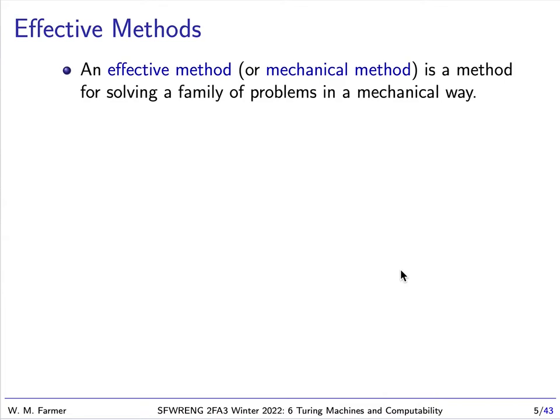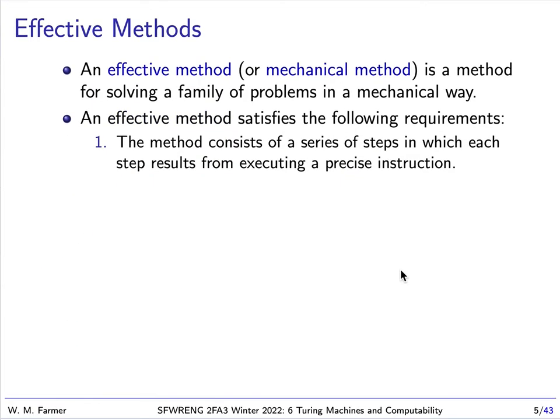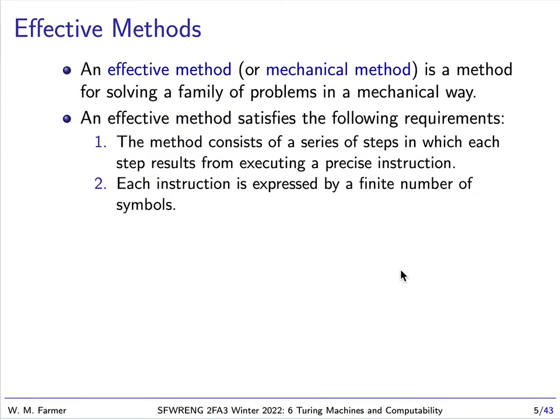An effective method, which we could also call a mechanical method, but traditionally it's called an effective method, is a method for solving a family of problems in a mechanical way. An effective method satisfies the following requirements, which we'll go through one by one. The method consists of a series of steps in which each step results from executing a precise instruction. That's the first requirement. The second is each instruction is expressed by a finite number of symbols. The third is the number of possible instructions is finite.